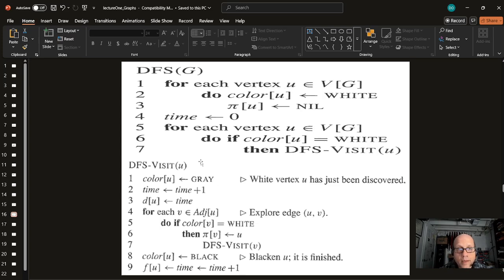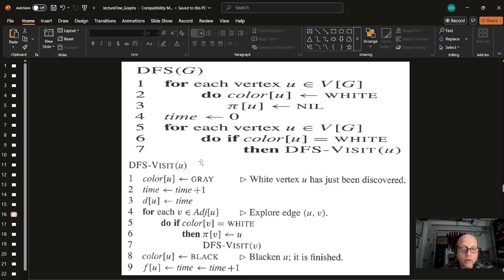So, depth first search for G: for each vertex in G, set the color to white and set the pi to nil. For each vertex, if it's white, then I perform the depth first visit, which is the subroutine identified just below. I set it to gray and increment my time. And again, we have directed edges. However, they don't have unique weights assigned to them. So for each V in the adjacency of U, explore that edge if the color is white, then set the pi representation and do a recursive call on that visit.